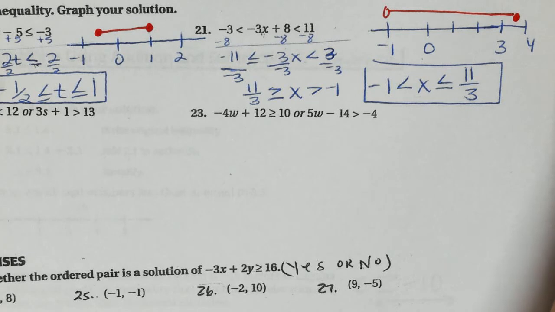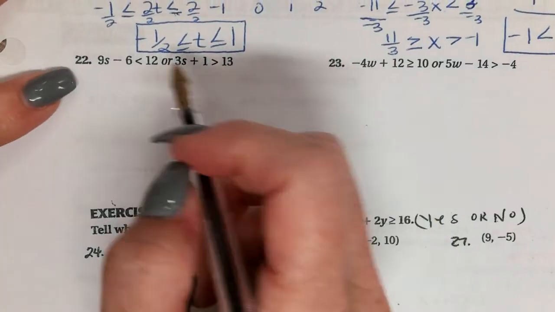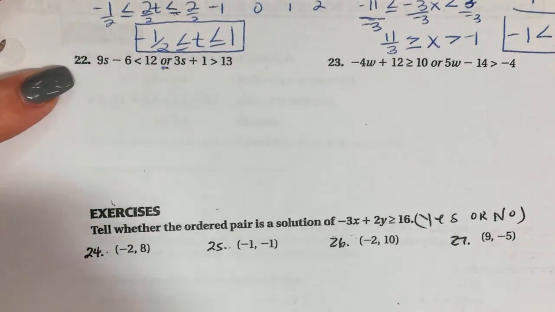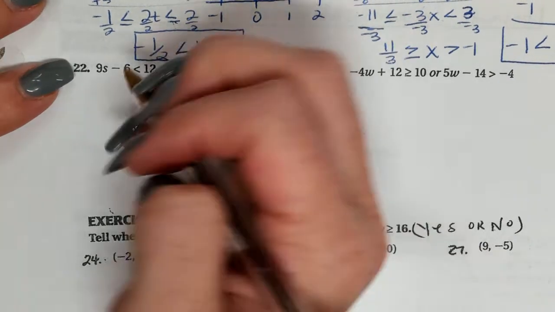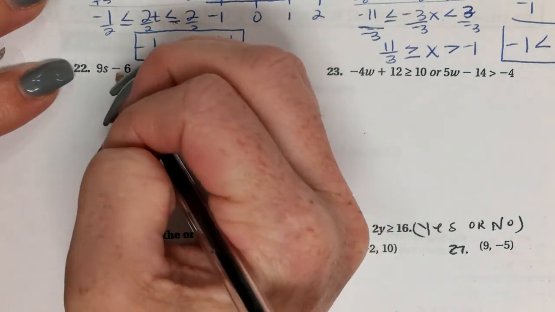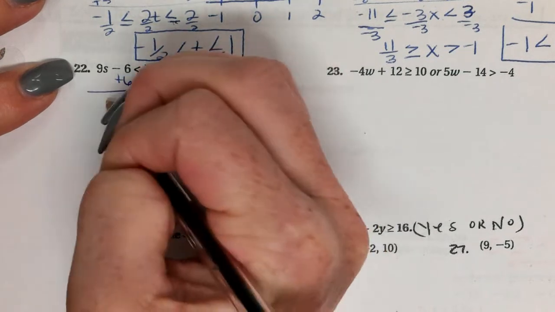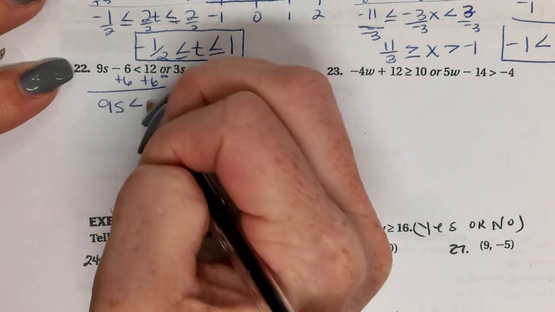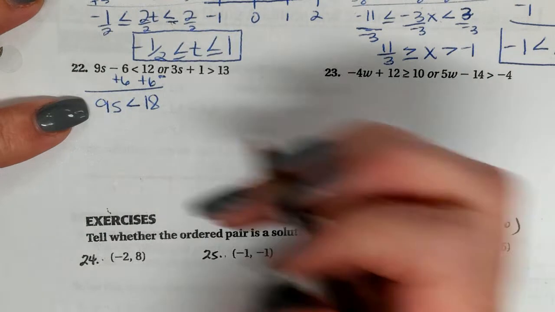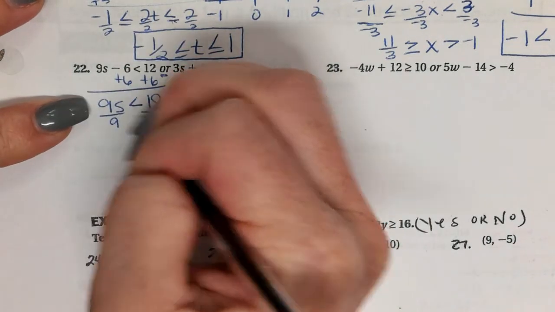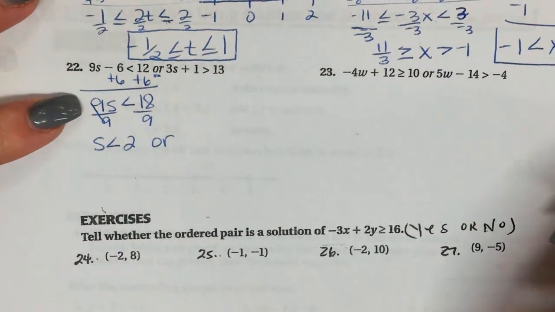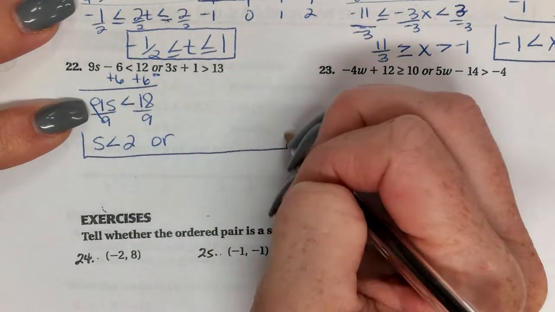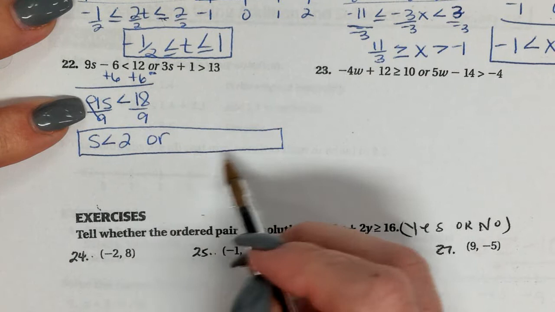All right, we got like 10 minutes. We're good. Okay, this one is an OR, so you have to solve this one separately, right? All right, so I solve this one. I plus 6, so I have 9s is less than 18. I divide by 9, and I get s is less than 2, or, now I have to solve the other one, right? Y'all see how I left a spot for it?